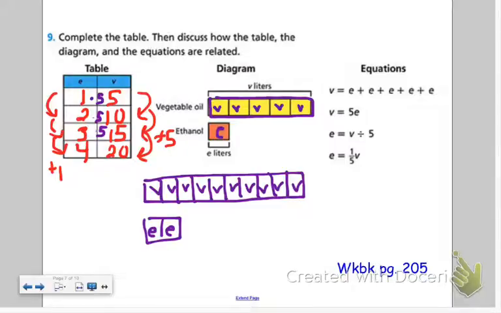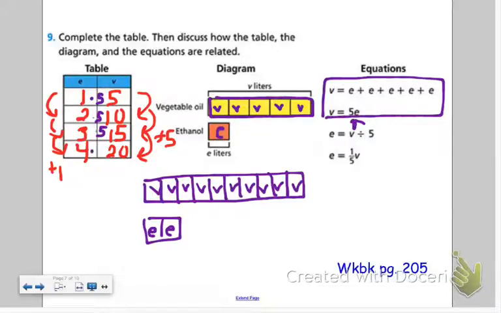Now look at the equations. There's actually 4 different equations that you can use to represent this situation. Notice the first 2 equations start with V. V equals, in this case, E plus E plus E plus E plus E, or 5E. V, remember, was the number of liters of vegetable oil. E, if you remember, was the ethanol. Meaning, if you want to know how much vegetable oil you need, it's basically 5 times the amount of ethanol.